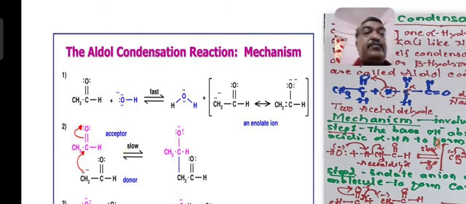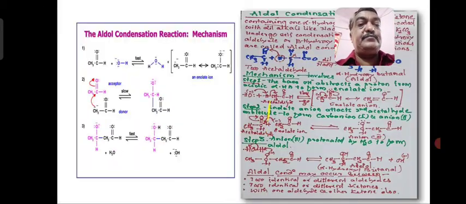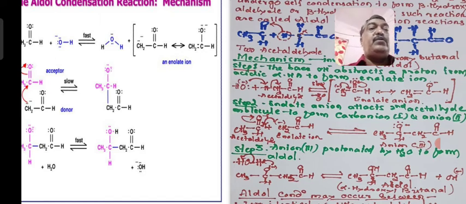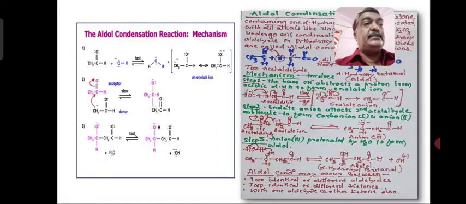Now in the third step, what happened? That anion undergoes hydrolysis to give your final product CH3CHOH CH2CHO. So condensation of two different aldehydes, two different ketones, or an aldehyde and a ketone in the presence of an alkali leads to the formation of beta hydroxy aldehyde or ketone, and is known as aldol condensation. So please note this reaction.